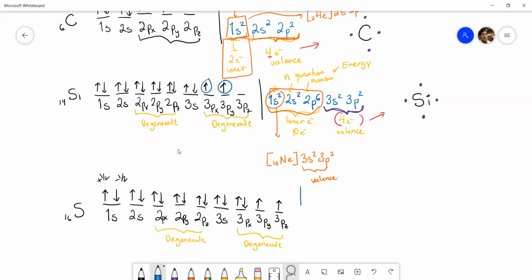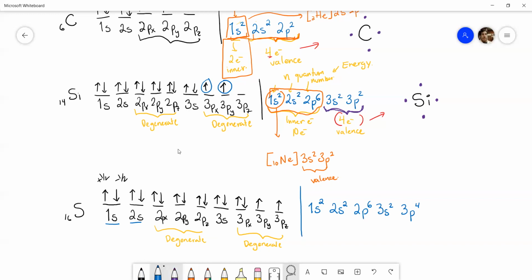So we can write this in a more condensed form or short form. And we just have to indicate the orbital and the number of electrons. For example, 1s has 2 electrons. The 2s has 2 electrons. The 2p's as a whole have 6 electrons here. So we write 2p6, then 3s2, and the 3p's as a whole, they have 4 electrons, okay?